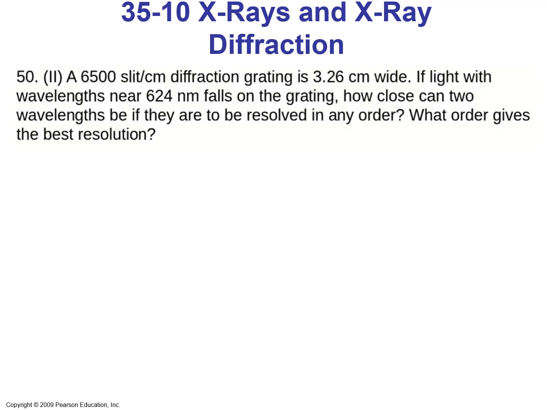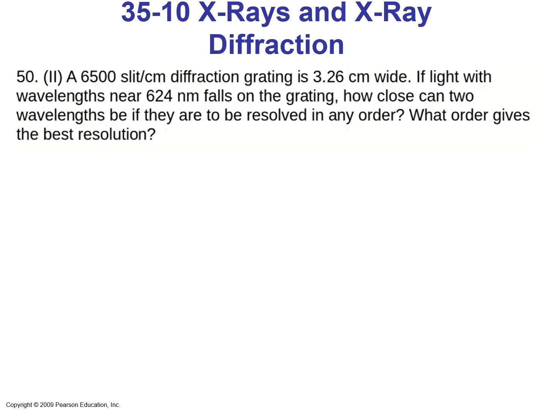Okay, as an example, let's go through problem number 50 in the book. A 6500 slit per centimeter diffraction grating is 3.26 centimeter wide. If light with wavelengths near 624 nanometer falls on the grating, how close can two wavelengths be if they are to be resolved in any order? What order gives the best resolution?